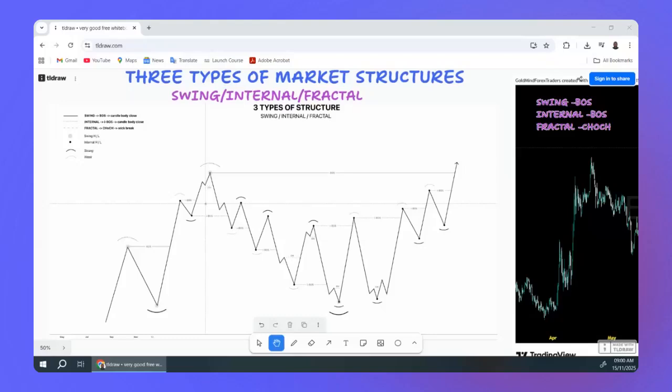By the time we finish the whole thing that you have to know about market structure, you will be an expert in reading the market and understanding the language of the market.